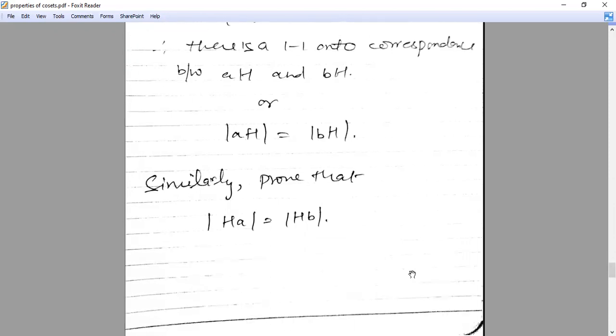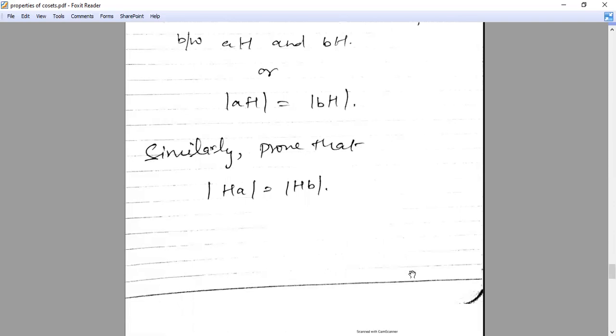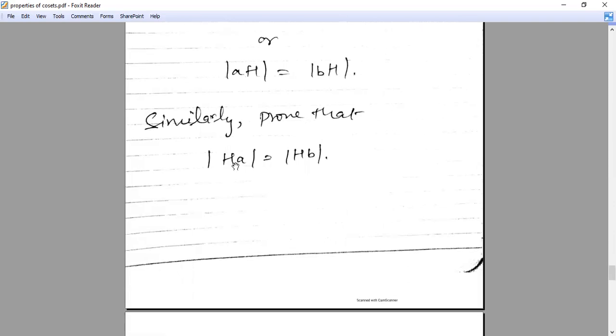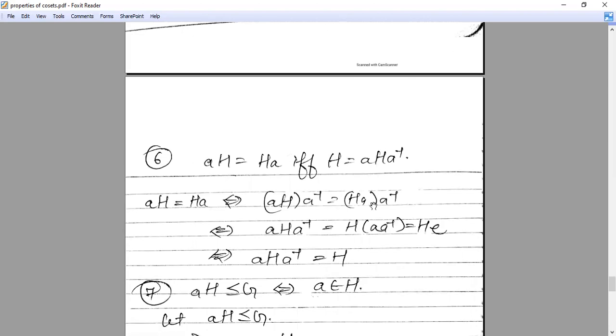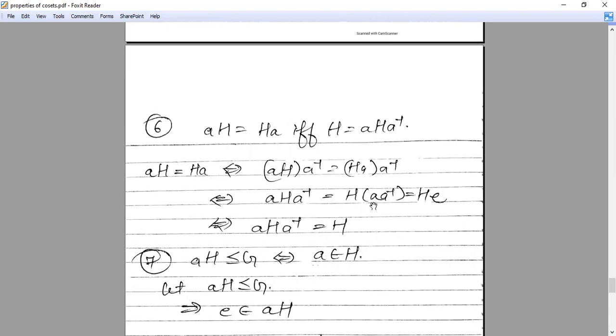The same result can be proved for right cosets also. The order of the right coset Ha is the same as the order of the right coset Hb. So the order of any two left cosets is the same, or the order of any two right cosets is the same.